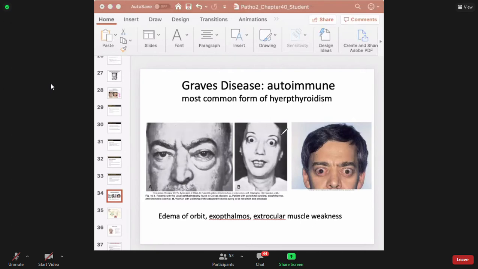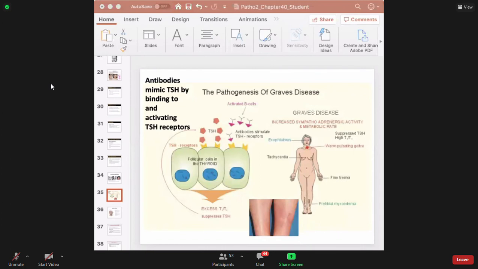And then they've got these depositions of adipose tissue and glycosaminoglycans under the orbit, which causes the eyes to literally bulge, which is called exophthalmos, right? And the eye muscles become very weak, and they've got these bulging eyes. So typically, if a patient comes in and shows symptoms of hyperthyroidism with the bulging eyes, it's very easy to diagnose them with Graves' disease, right?